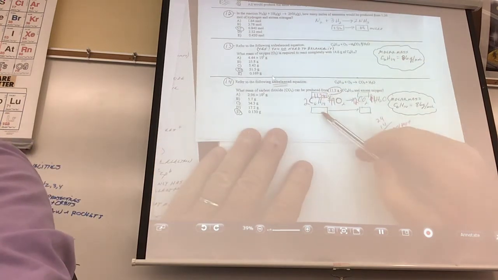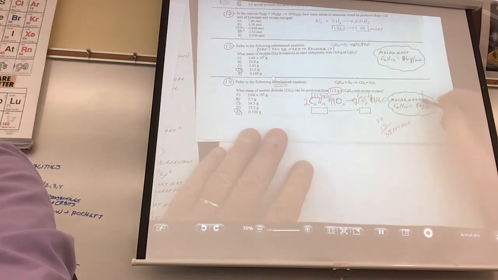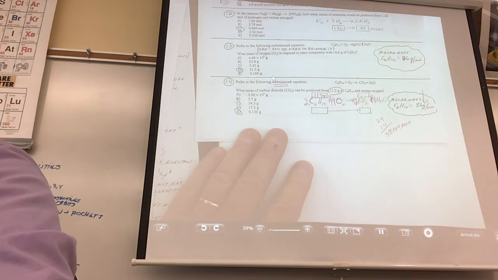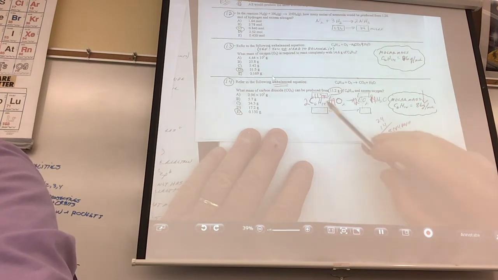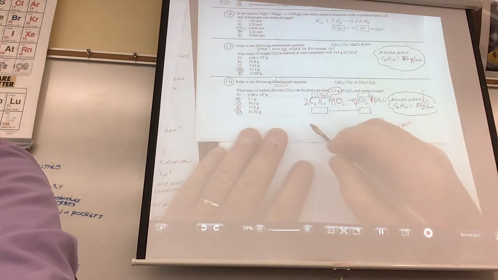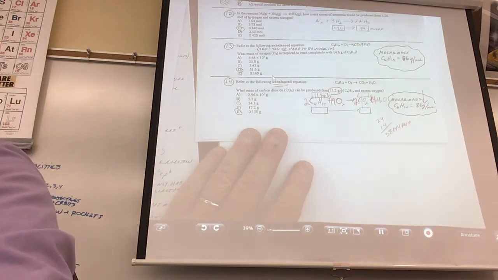All right, ready, shortcut, go. Go down in the mole world. 11.2 divided by the molar mass. That's pretty nice. Gave you the molar mass, didn't I? Let's try it. Put 11.2 in a calculator, divide it by 86. See what you get. You don't have a calculator with you? Oh, I already did it. Okay. Oh, you already did it? Oh, good. Okay.